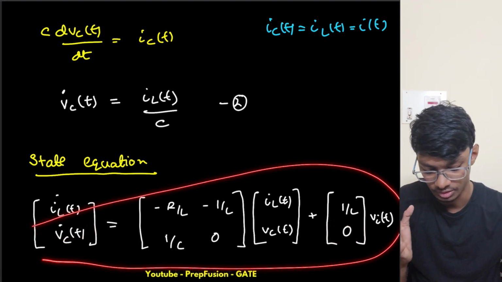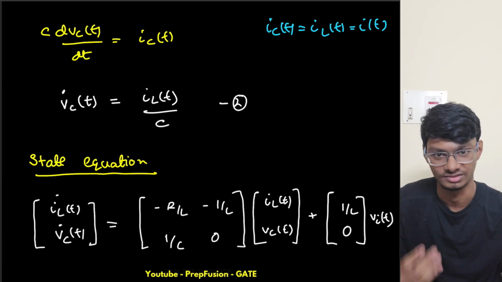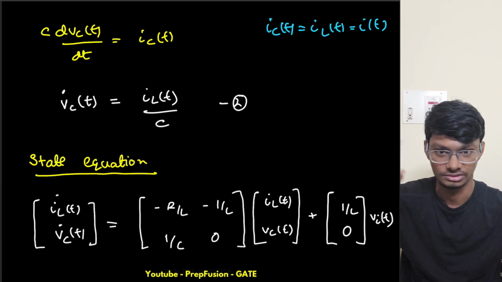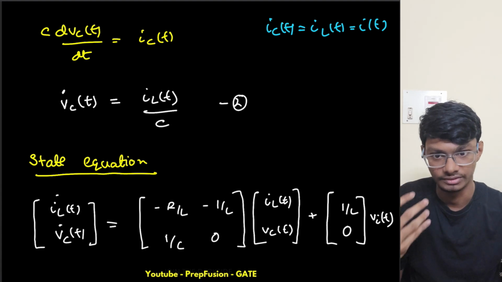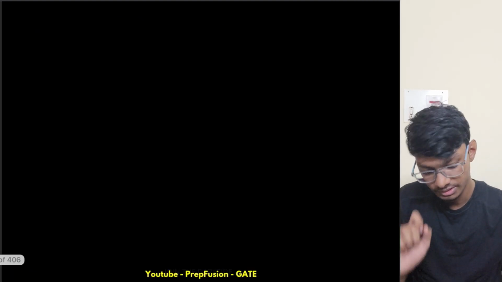Have you understood how I got the state equation? We have done this multiple times, from differential equation to state equation, in the first few lectures, so that's why I went a bit fast. Now let me write the output equation. So what is the output equation?